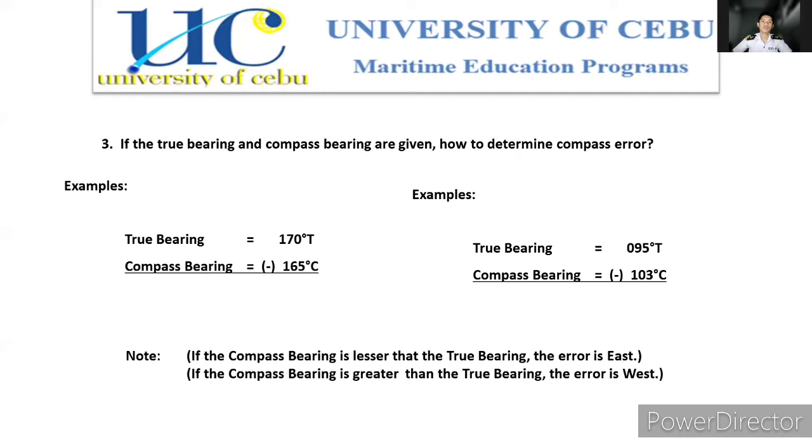Going back to example 1, which is a true bearing of 170 degrees and a compass bearing of 165 degrees, we always subtract. 170 minus 165 gives us 5, and that gives us a compass error of 5 degrees east. Why east? Because the compass bearing is lesser than the true bearing, so we name it east. Moving on to our second example, which has a true bearing of 95 degrees and a compass bearing of 103 degrees. Since the compass bearing is bigger than the true bearing, we already know that we will name this west. So 103 minus 95 is 8, and that gives us the compass error of 8 degrees west.